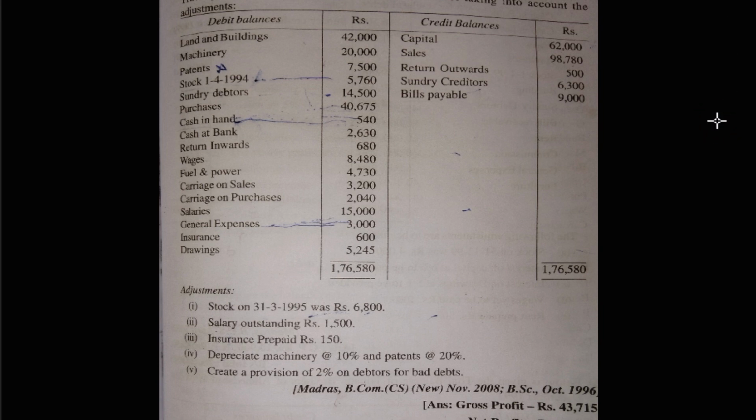I would like to start with this problem. Here they have given the trial balance of Thiru Rahman. It is as on 31st March 1995. We are supposed to prepare the trading P&L account and balance sheet. Okay, let's go per item.